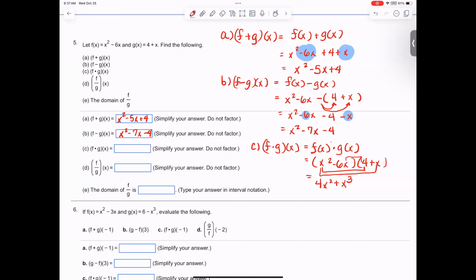Inside is -6 times 4, which is -24x. And then last, I have -6 times x, which is -6x squared. And I can combine like terms. I've got a couple of x squared terms in here, a 4 and a -6. So I'm going to combine those. So I have x to the third, 4 minus 6 is -2, x squared, minus 24x.